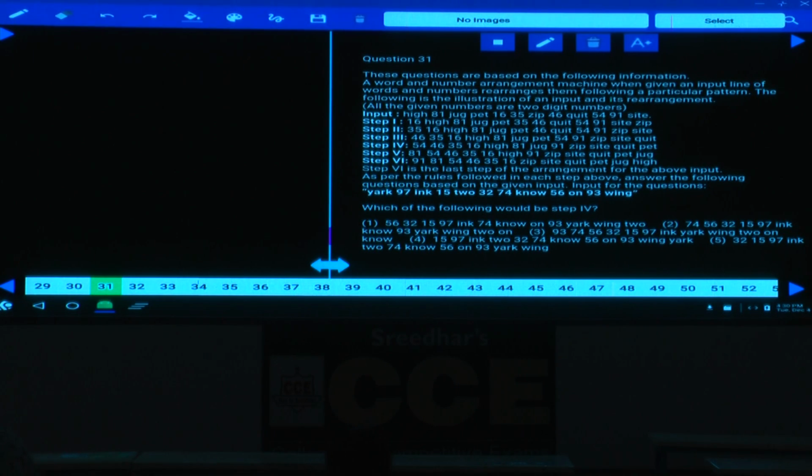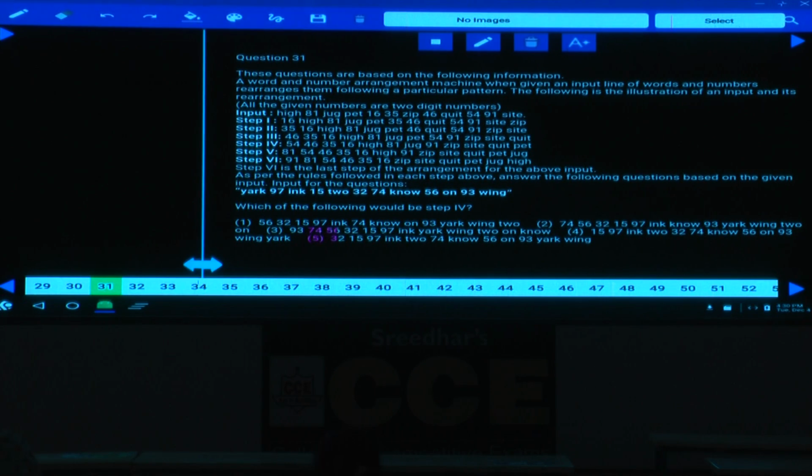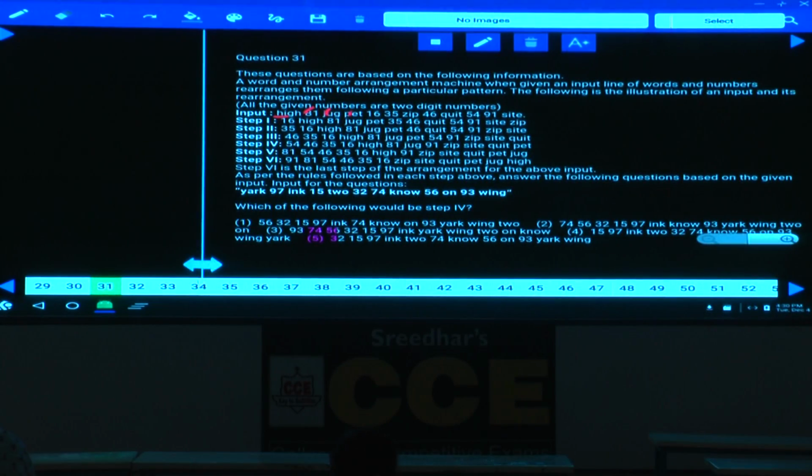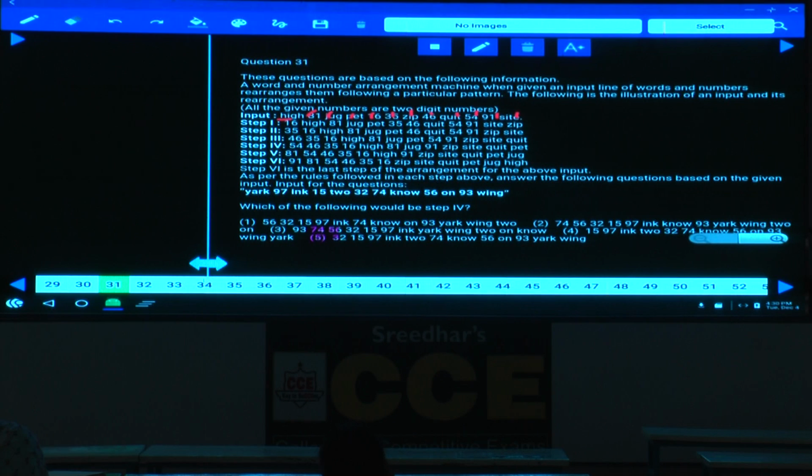Now how many elements are there in this one? In this input, if you observe, the number of elements are 2, 3, 4, 5, 6, 7, 8, 9, 10, 11 and 12. In total we have 12 elements. How many steps are there? Exactly 6 steps are there. In each step exactly 2 elements are being arranged, isn't it?